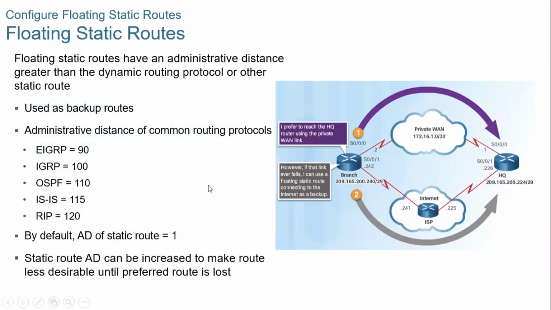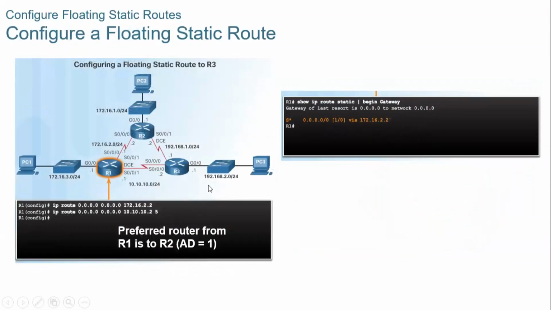How do we set this? This is how we set it. We use a floating static route. You see, this is a default floating static route. IP route, any network, any subnet mask. This is the next hop IP address, and this is the AD. This is the distance. So we are setting the distance of this static route to 5.